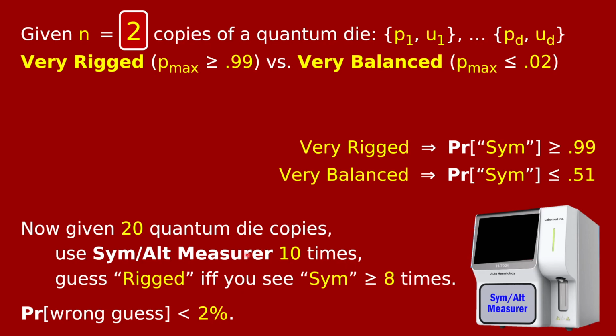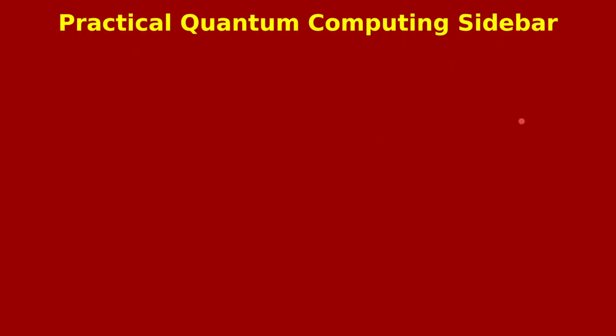And I did a little calculation on the side, and it turns out with this cutoff of 8 and these 10 trials of this sim versus alt thing, you again have the property that you'll make the wrong guess about very rigged or very balanced with small probability, at most 2%. So that's neat. And actually, let me tell you some rather practical quantum computing information relating to this.